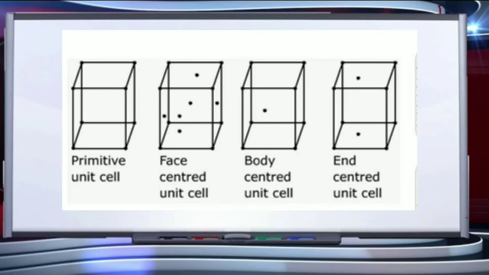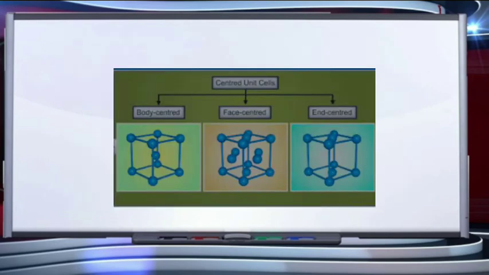Last but not the least, centered unit cells, which are of 3 types: body-centered, face-centered and end-centered. Body-centered unit cells contain one particle at the body center besides those at the corners. Face-centered unit cells contain one constituent particle at the center of each face besides those at the corners. Whereas end-centered unit cells have one constituent particle at the center of any 2 opposite faces besides those present at the corners.